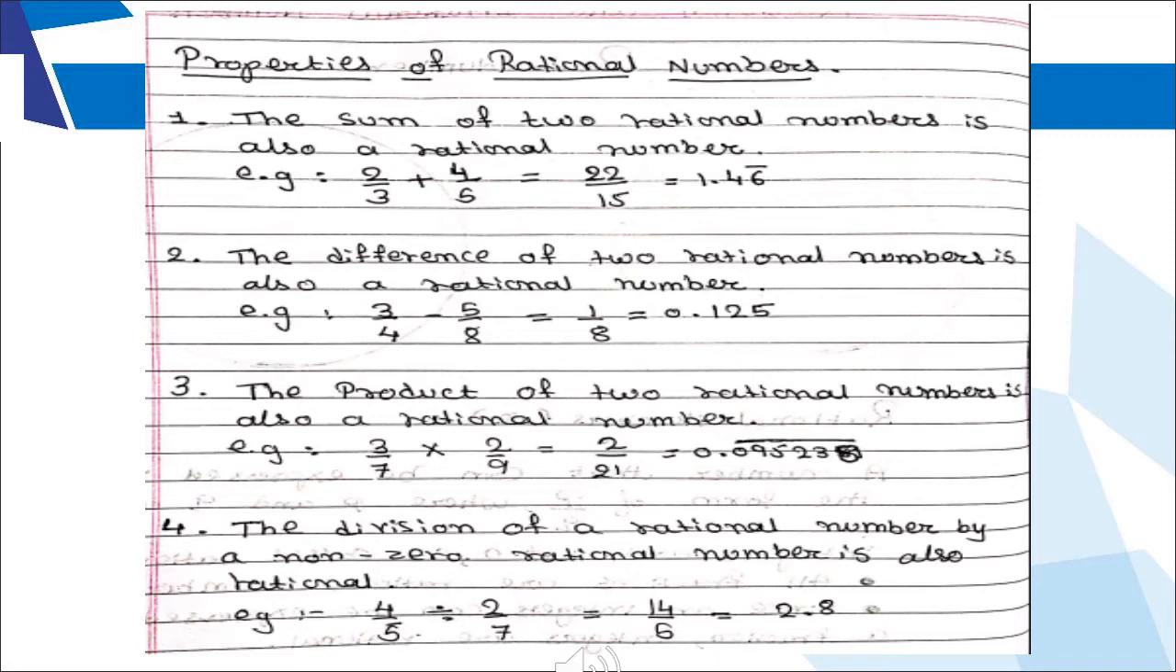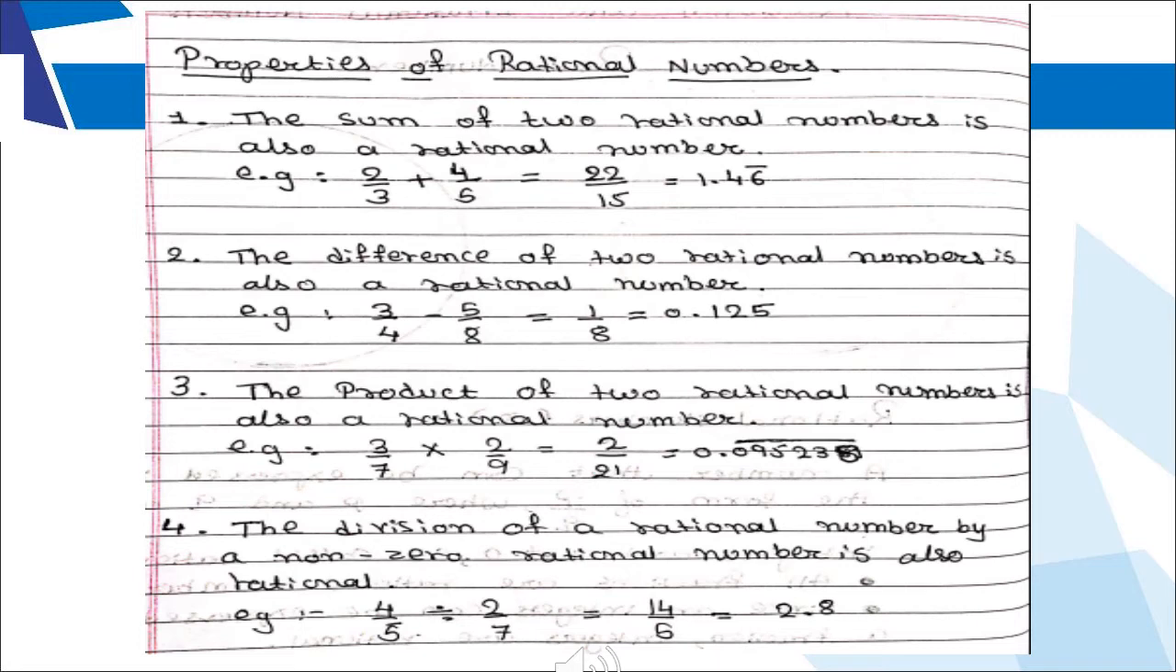0.95238 is, again, when you divide, you will get the same decimal after 8. That 0.95238. So students, again it has a recurring decimal. So the product of two rational numbers, you can see that we have got a rational number.